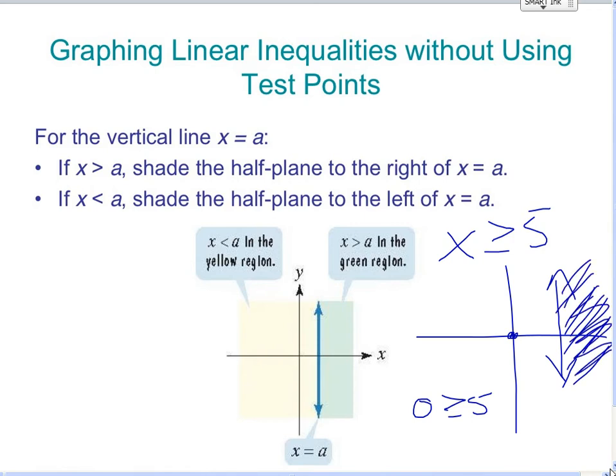But if you think about it, we want our x values to be larger than 5. Well, larger than 5, is that going to be on the left side of the line or on the right side of the line? On the right side, we have 6 and 7 and 8 and 9, which are numbers that are larger than 5. So, can you do a test point? Yes. Can you do this without doing a test point? Yes.